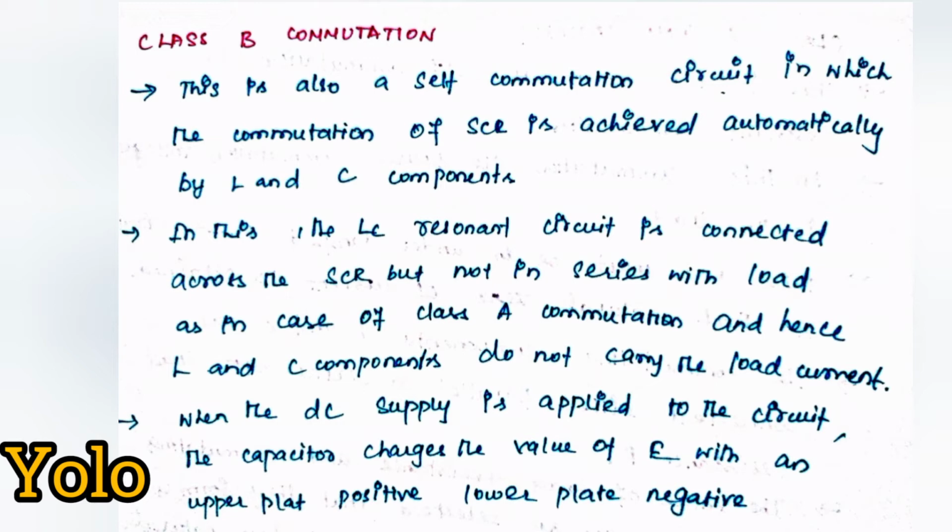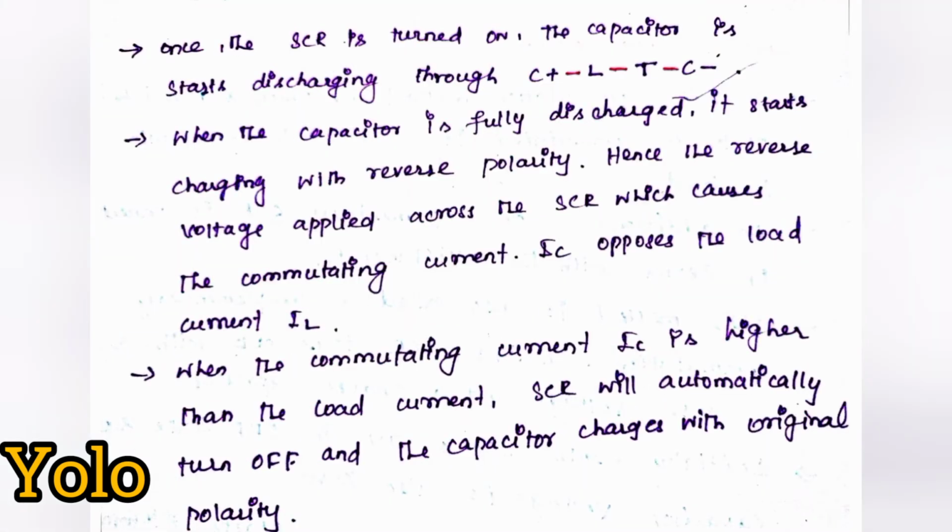When the DC supply is applied to the circuit, the capacitor charges to the value of V with the upper plate positive and lower plate negative. When the SCR is turned on, the capacitor starts discharging through C plus, L, thyristor, to C minus. When the capacitor is fully discharged, it starts charging with reverse polarity. Hence, a reverse voltage is applied across the SCR, which causes the commutating current IC to oppose the load current IL.